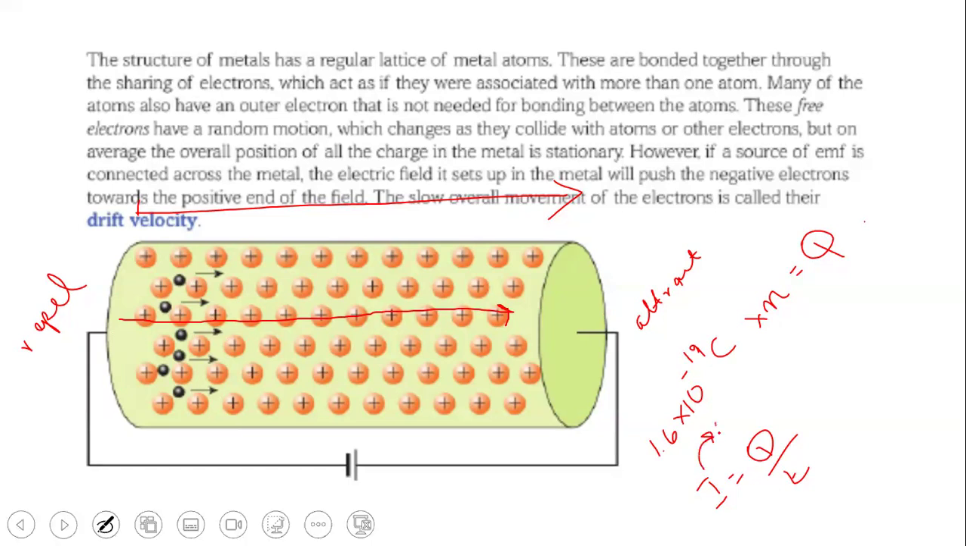Current is measured in amperes. Charge, as you know, is measured in coulombs, and time is measured in seconds. Now, here I want to mention one thing. We need to remember that the coulomb is not an SI base unit. Coulomb is a derived unit. Amperes, on the other hand, is an SI base unit.